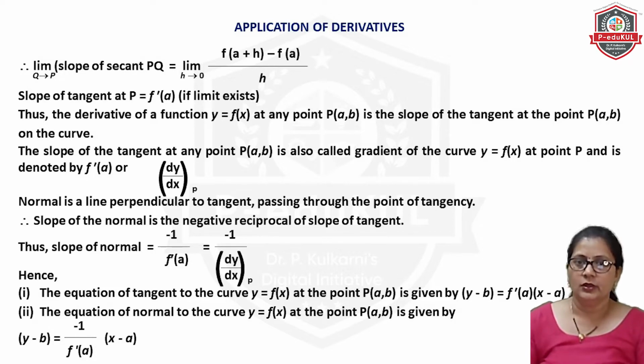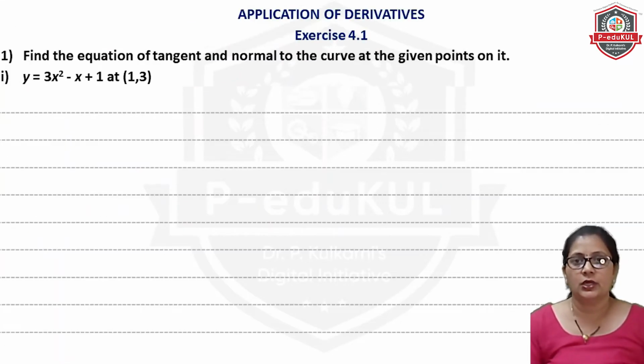Is that clear? So now the equation of normal to the curve y is equal to f(x) at P(a, b) is given by y minus b is equal to minus 1 upon f dash a into x minus a. Right? So let's see the examples. Examples will give you a clear idea about the concept. Now what is the question?